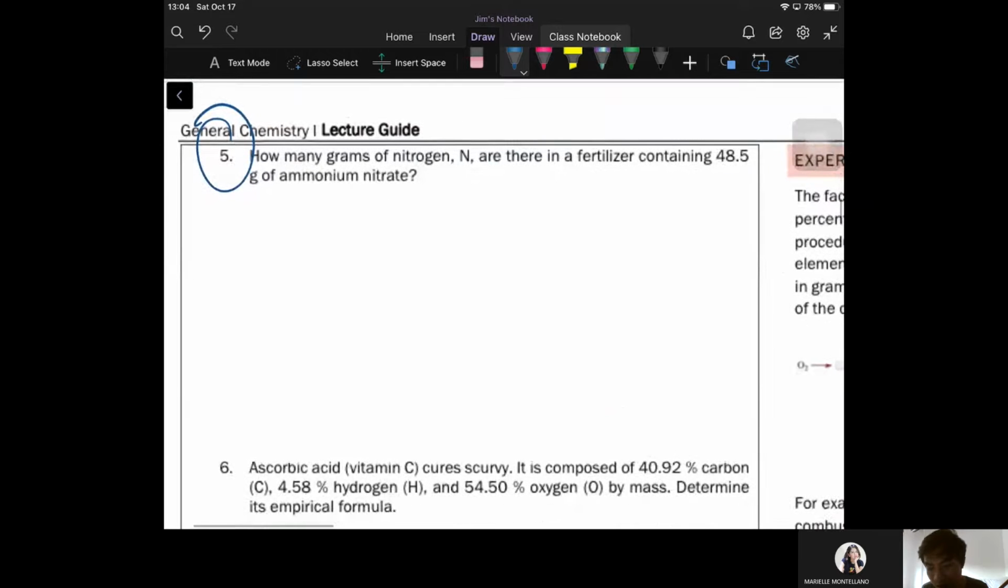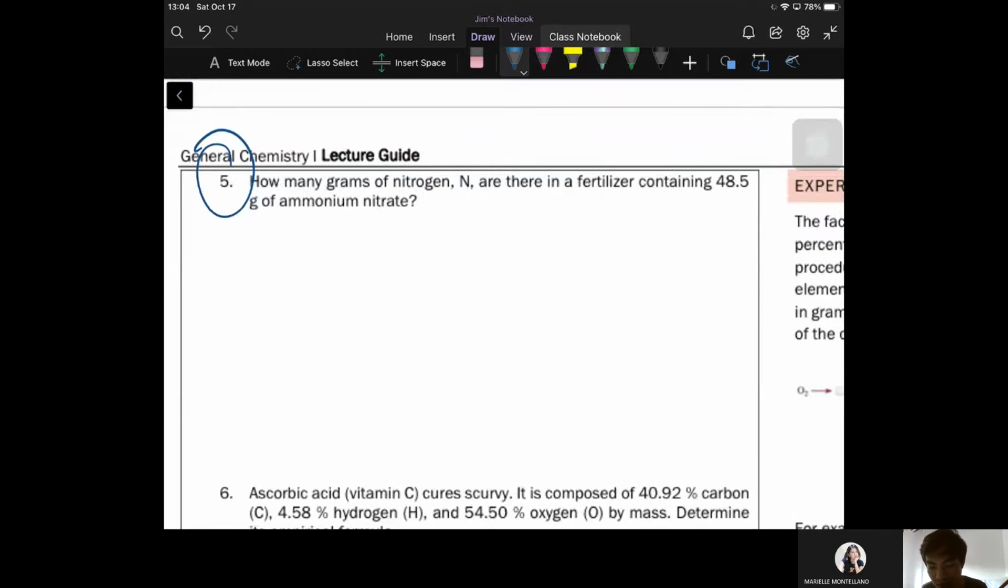So, punta tayo sa iba pang items. How many grams of nitrogen are there in a fertilizer containing 48.5 grams of ammonium nitrate? So, since walang formula na binigay, ang binigay ay name, so you should be able to get an idea kung ano yung formula from the name. Nagawa na naman natin to before, diba? Around chapter 2, nag-naming tayo.